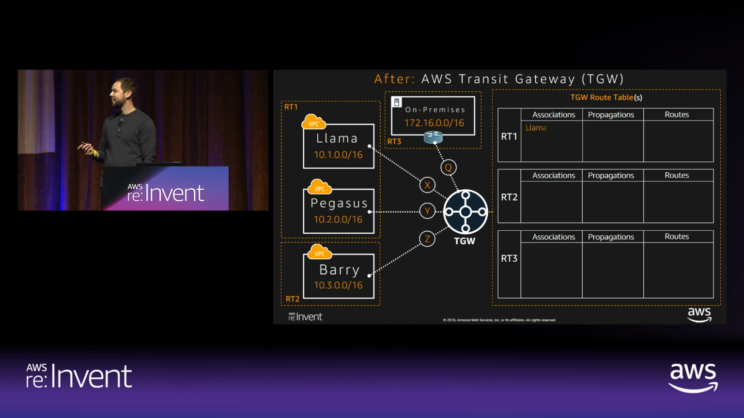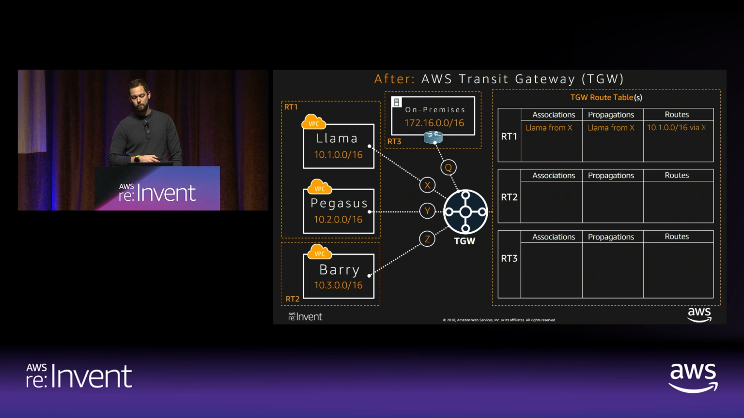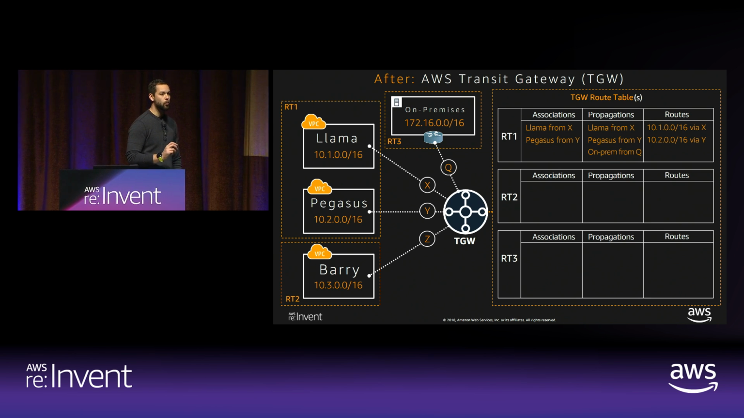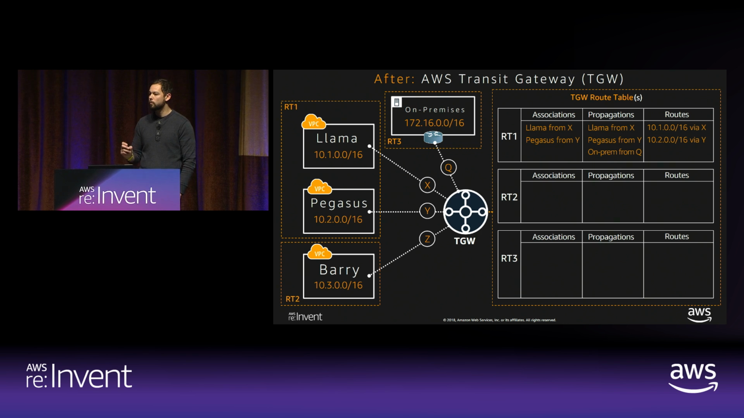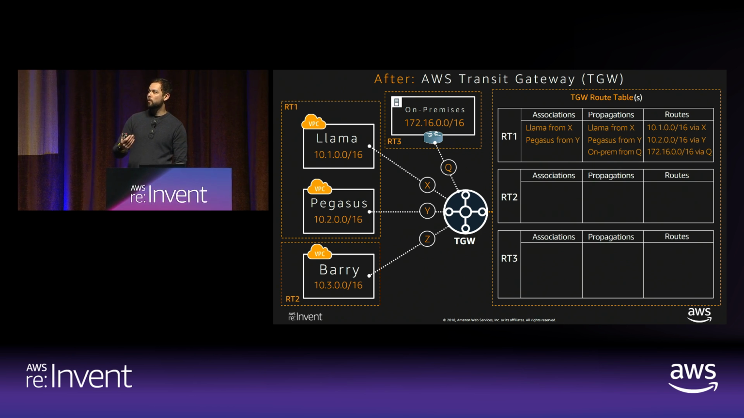Let's step through it. So we have Llama from X, the association in route table 1, and we have the route for 10.1. We have Pegasus from attachment Y. We're propagating from Y. We have the 10.2. We're also propagating from on-prem Q. Notice there's no association there. So route table 1 is not going to be used to route packets from on-premises, but we are installing a destination or a route. Anything that's propagated from on-premises is going to be put in the route table RT1.